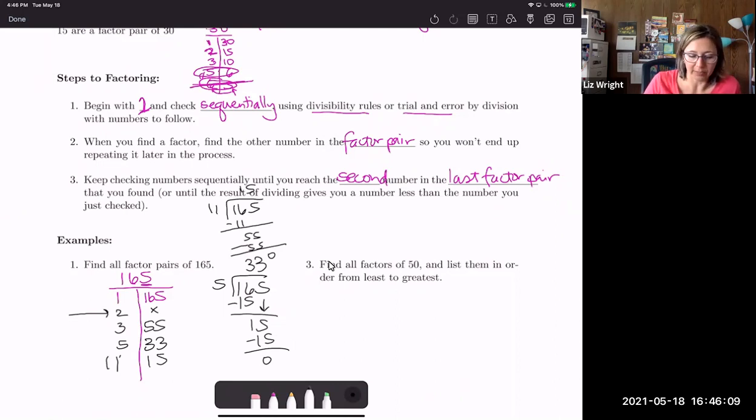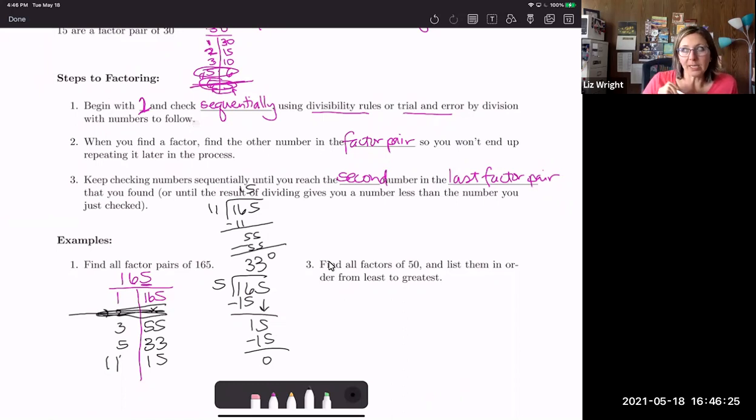This is what I would do if we were in class. That would be it. Those are all of our factor pairs. We have 4 pairs, because this one is not one of our pairs. We have 1 and 165, 3 and 55, 5 and 33, and 11 and 15.